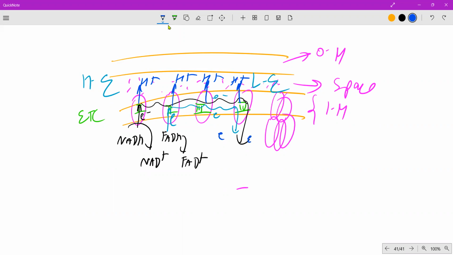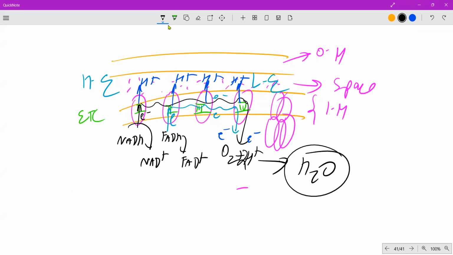Finally, electron आ गया हमारा. Electron आ गया. And now who will accept this electron? We know this electron finally is accepted by oxygen. Oxygen accepts this electron combined with protons, and we get water. यहाँ पे हमारा oxygen है, यहाँ पे हमारे protons हैं, and we get water. So oxygen accepts the electrons, protons are needed, we get water ultimately. And that is why mitochondria requires oxygen.